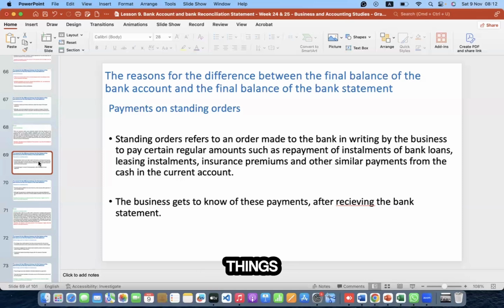Then these things you will know only after you receive the bank statement. Bank statement එක ආවට පස්සේ තමයි ඔයාට පේන්නේ මෙන්න මේ payments එක ගිහිල්ලානේ. So only then you will realize, okay, these payments have been made. But in your bank account, you have not recorded them because maybe you forgot it, maybe you never knew about it. So what you have to do is take your bank account and record it.